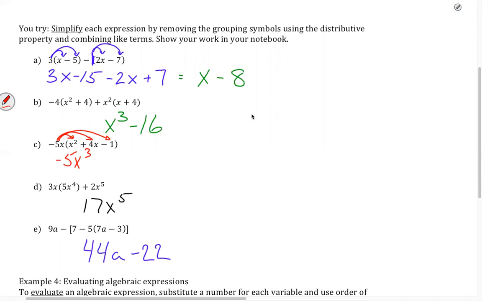Liam? Yeah. All right, so then we're going to do negative 5x times 4x. Negative 5 times 4 is negative 20. x times x is x squared. And then negative 5x times negative 1 is positive 5x. Are you guys good with that? Yep. All right.